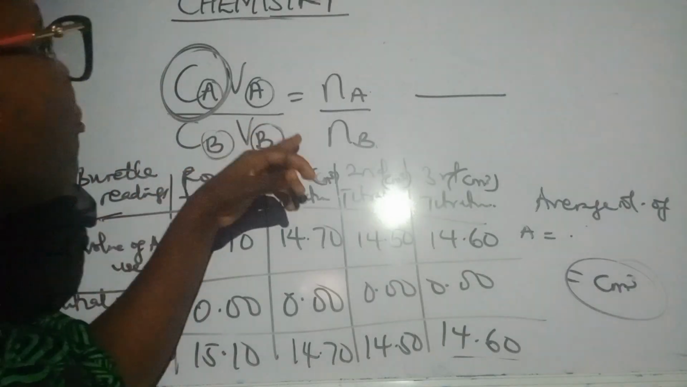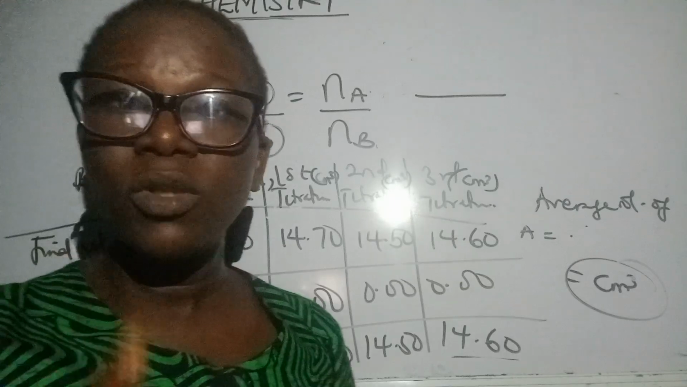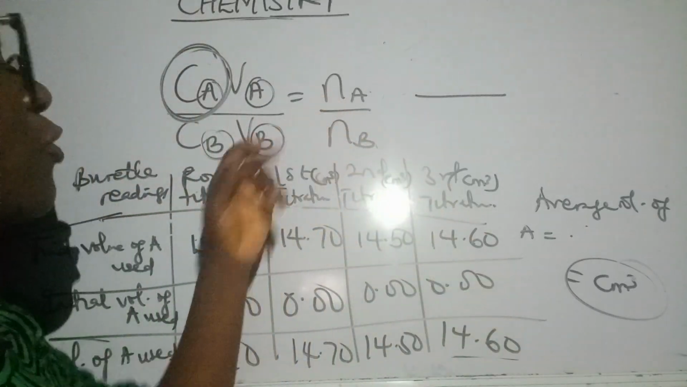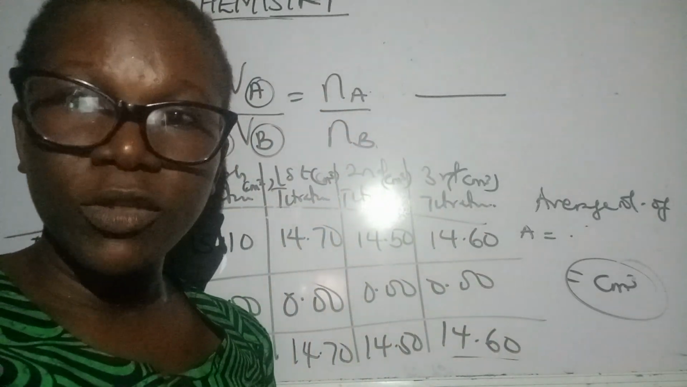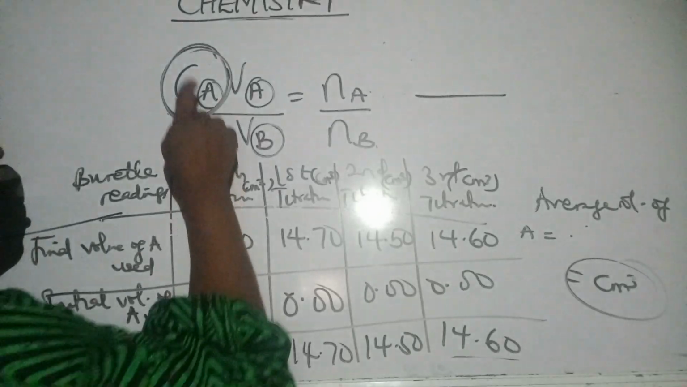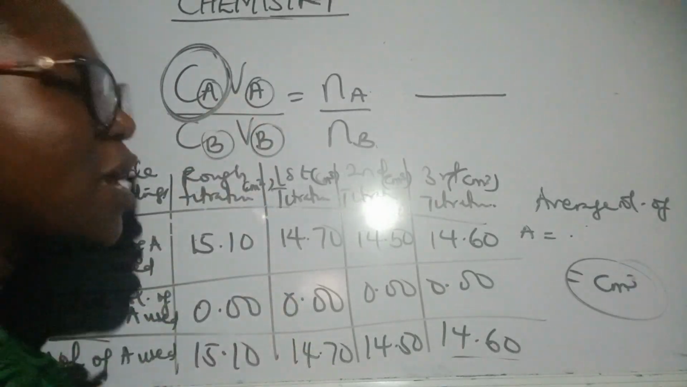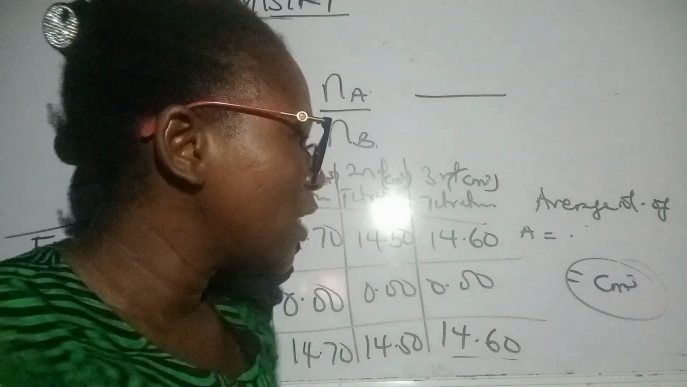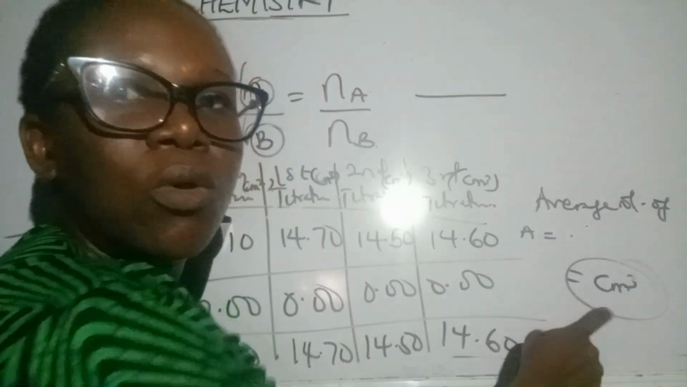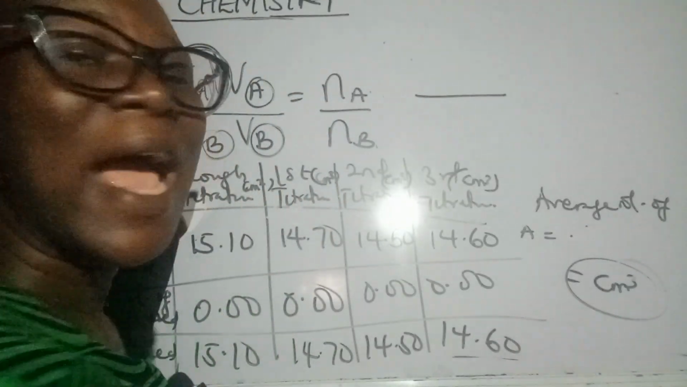So I said this is the first formula that will be very useful, but I'm not saying you must use this formula for the first question. It depends on the question given to you. If in the question you have to calculate molar concentration, this volume of A is the volume that you get when you calculate your average volume. That's what we call the titer value.